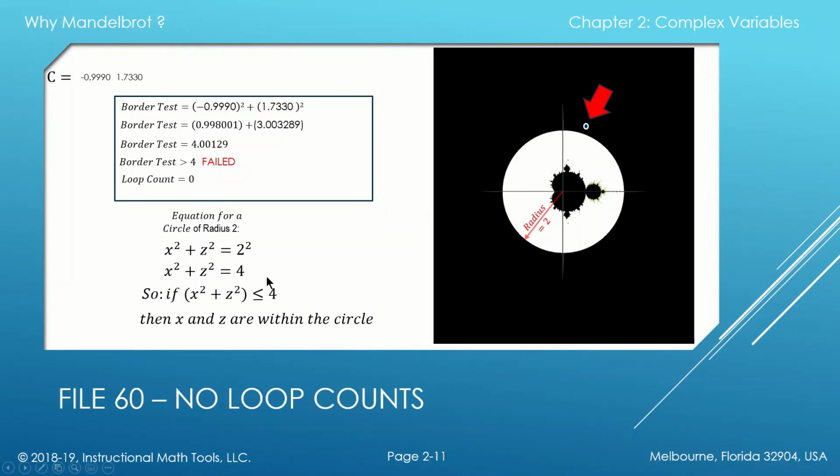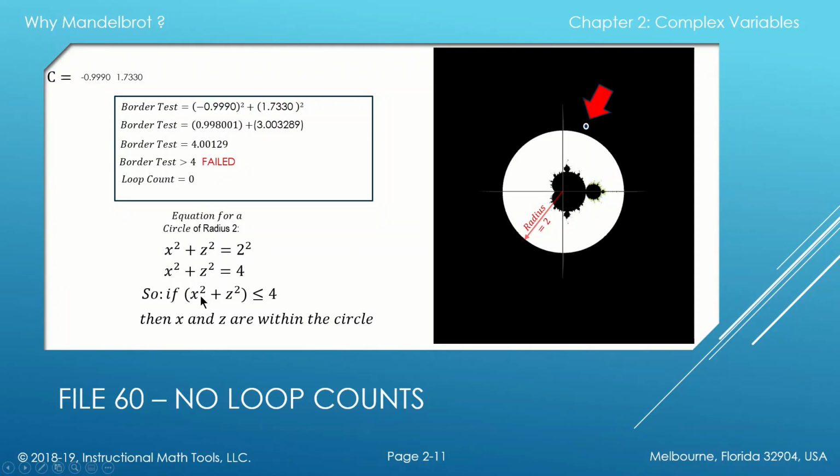Now, before we go on to the next point, let's look a little closer at what this is all about. When you say border test, what you're really talking about is, are you outside the circle? In other words, you're either inside or outside the circle. Well, most of you might recall that the formula for a circle, if you're dealing with x's and z's as the variables, would be x squared plus z squared is equal to radius squared. That's the normal equation for a circle. So given any x and any z, you should be able to tell whether it's inside or outside a radius 2 circle. So here's radius 2, and radius 2 squared is 4.